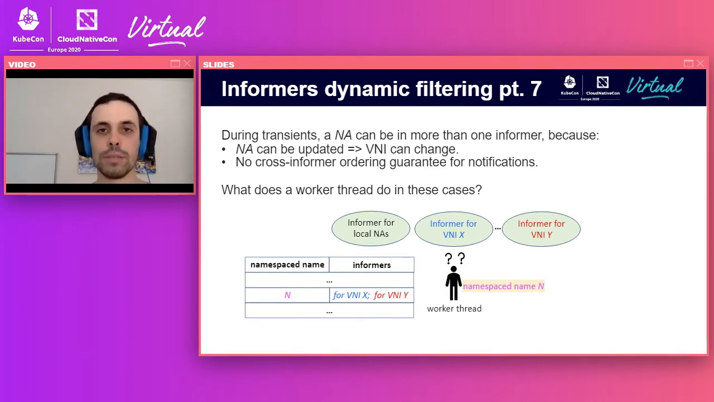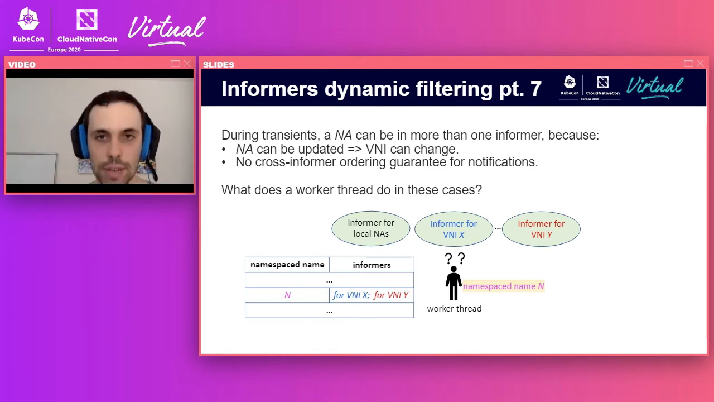This problem arises because, like any other API object, network attachments can be updated, but as a result of these updates, their VNI, their virtual network, can change. So let's see an example to better understand. Say that on a node, there are two relevant VNIs, X and Y, and so on that node, there are two informers, besides the one for local network attachments: one for the remote network attachments that have VNI X, and one for the remote network attachments that have VNI Y.